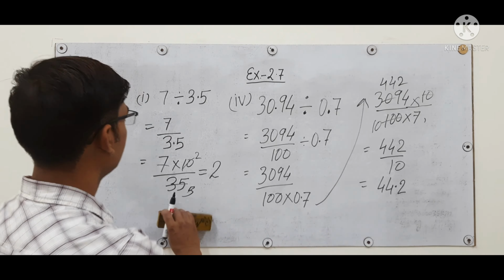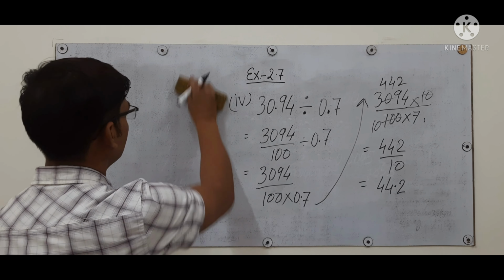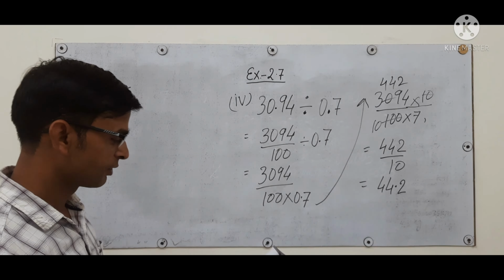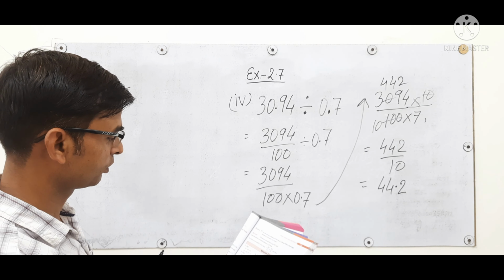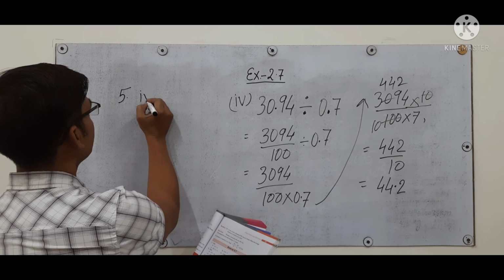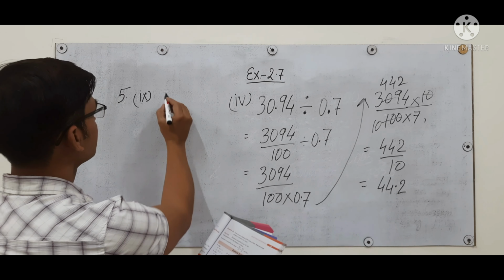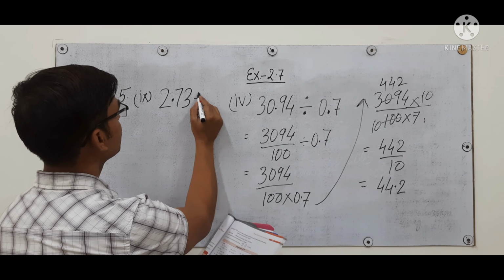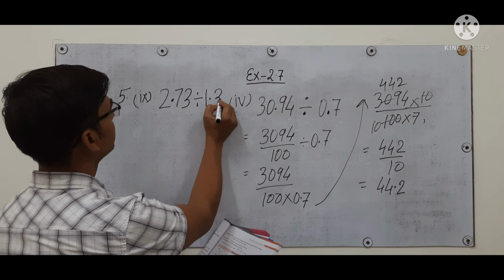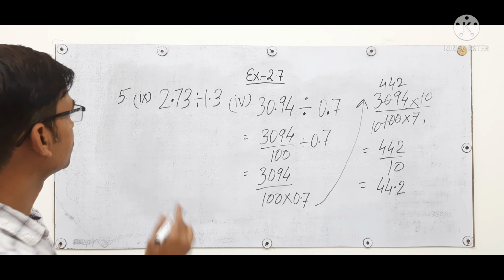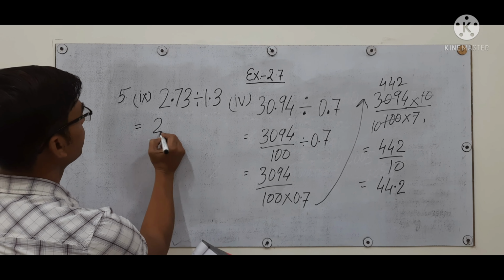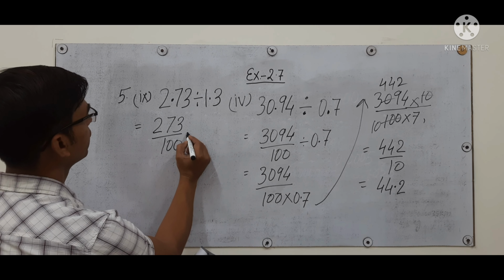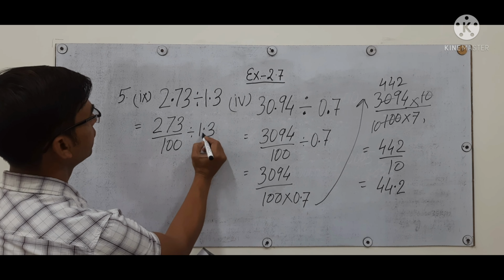Okay friends, now we will solve question number 5, its last part, that is the 9th part, and the 9th part is 2.73 divided by 1.3. So let's look at how we will solve. First of all, we will remove the decimal. It will be 273 upon 100 divided by 1.3.